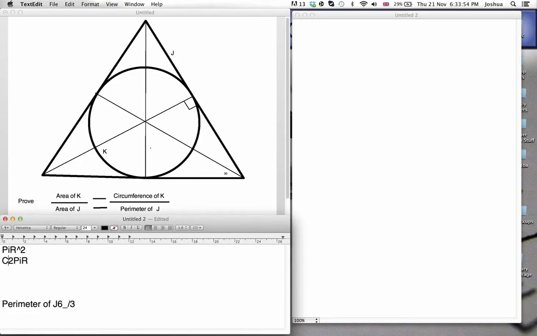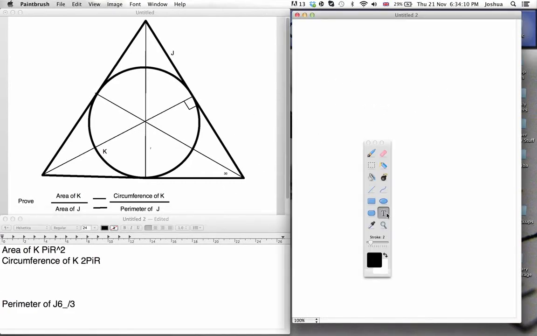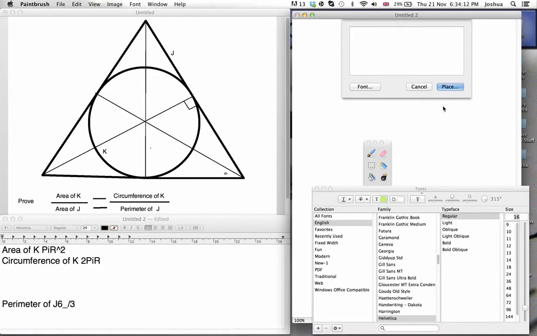This is the circumference of K. And this is the area of K. But we need to find the area of J. What is the formula for the area of a triangle? It is... let me draw some triangles on here.